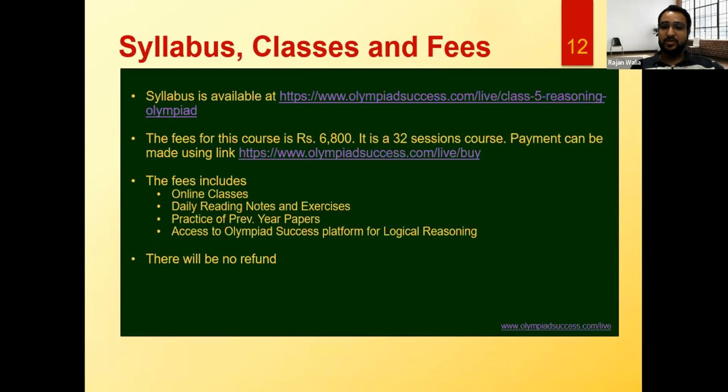The fees for this course is 6,800 and there will be 32 sessions. The fees include online classes, daily reading notes and exercises, and practice of previous year papers. And like I said, you will get access to the Olympiad Success platform for logical reasoning topic-wise mock tests.